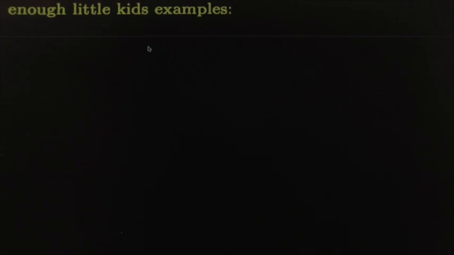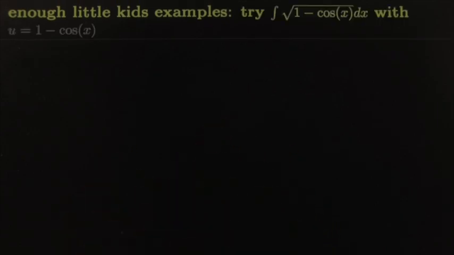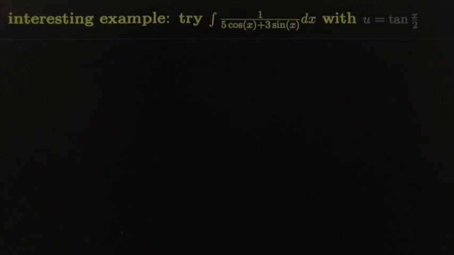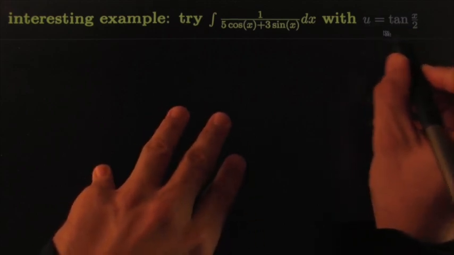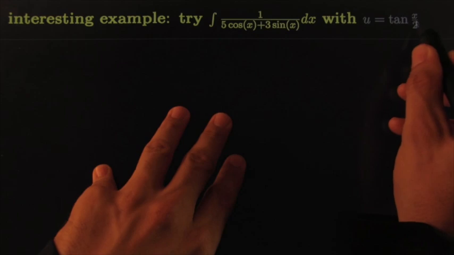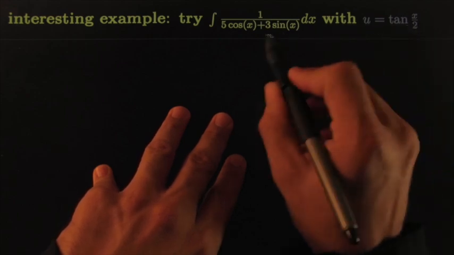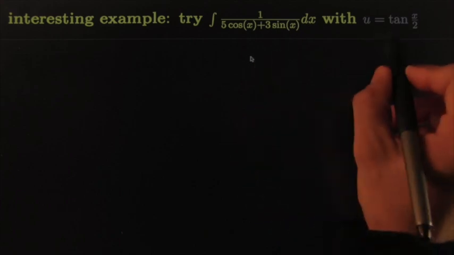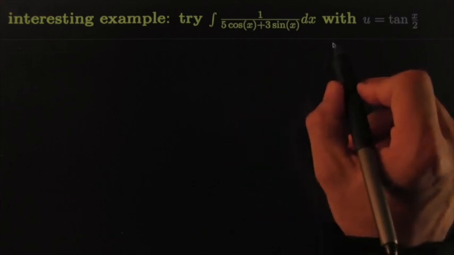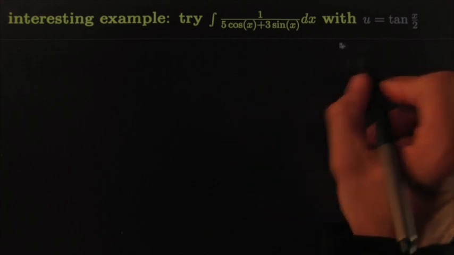Alright, so enough with the little kid examples. I saved a nice one to complete this sequence of examples, this lecture. Save the nice one for last, and that would be this one right here. Super famous substitution: u equals tangent of x over 2. No one would think that that would solve that one. Some mathematicians have called this the sneakiest substitution in the world.